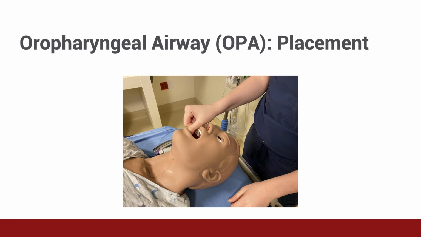Excellent. Can you take us through the process of inserting an oropharyngeal airway? The first step is to open the patient's mouth. This is done using the scissor technique. While standing at the head of the patient, the provider crosses their thumb and second and third fingers of the non-dominant hand. Placing the thumb on the patient's lower teeth and the second or third fingers on the upper teeth, you then push in opposite directions to open the mouth.